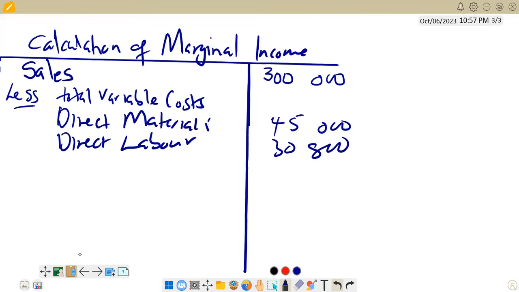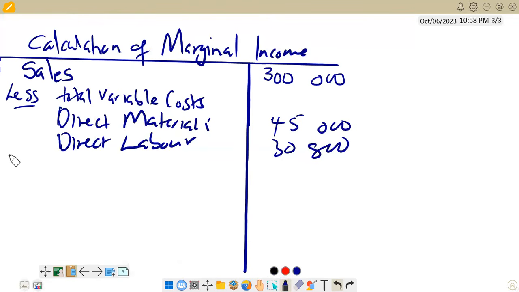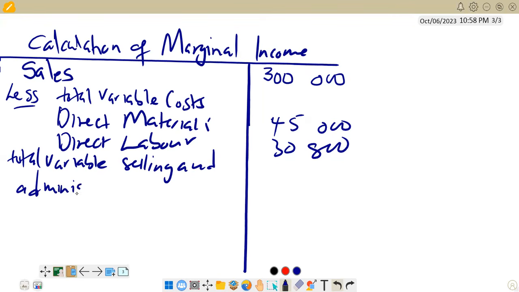Then let's check the next variable cost that we have. We have total variable selling and administration costs, which is 29,200. So we have total variable selling and administration, and the figure that we are given there is 29,200. Right, that's the figure that we have.